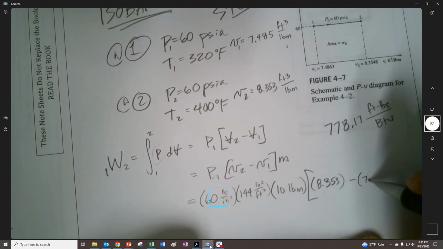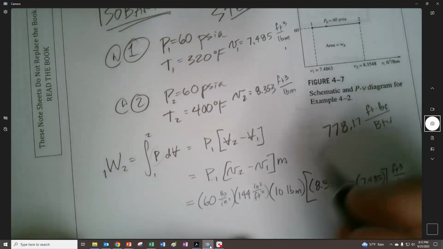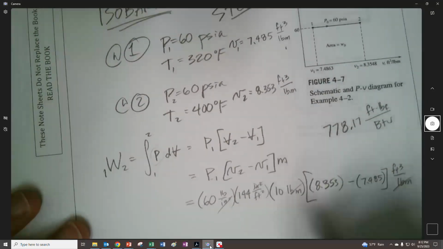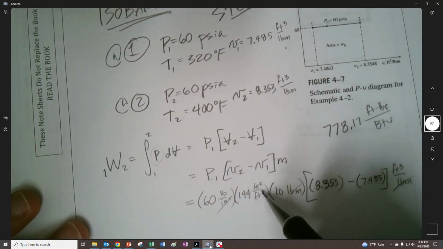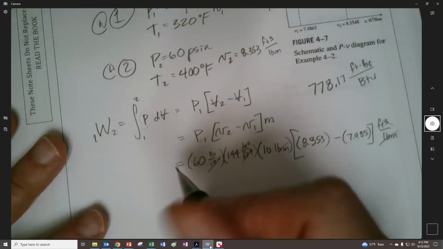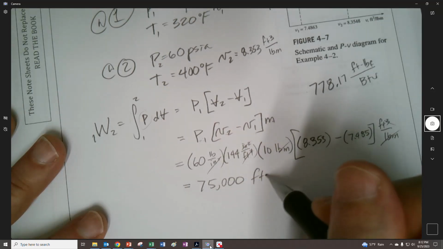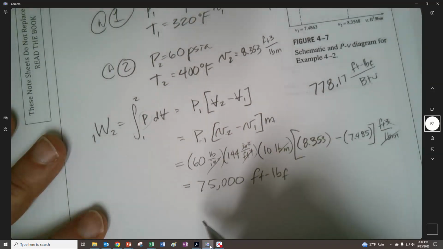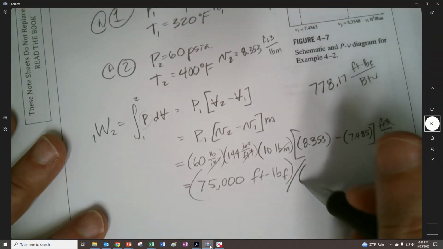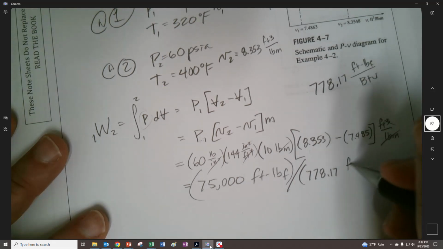Okay, minus 7.485. And remember, those were cubic feet per pound mass, so we got rid of our pound mass. And there's feet squared in the denominator, so we're getting rid of those. So we're going to have pounds force feet. And so I got 75,000 pounds force feet. That's interesting. And you can go ahead and divide by 778.17, although I didn't actually put the 17 in there, so don't call me a liar, just lazy.